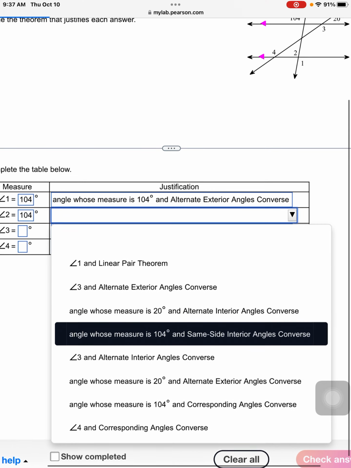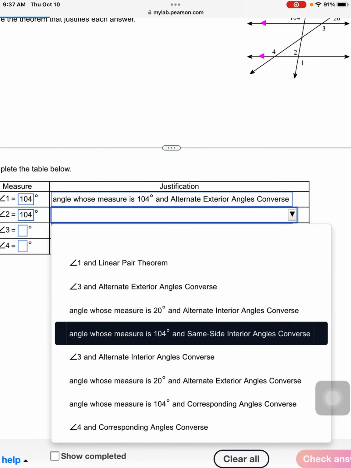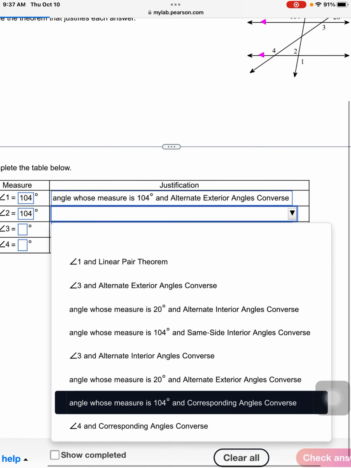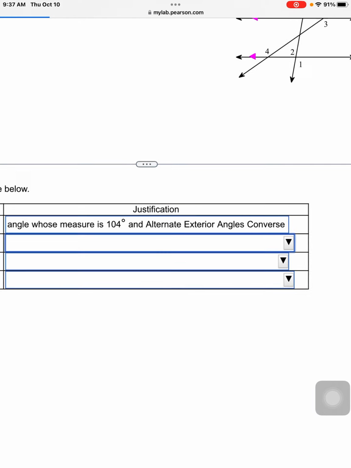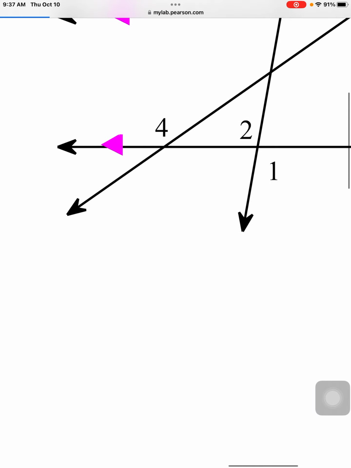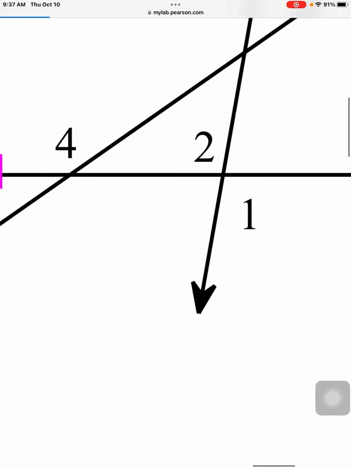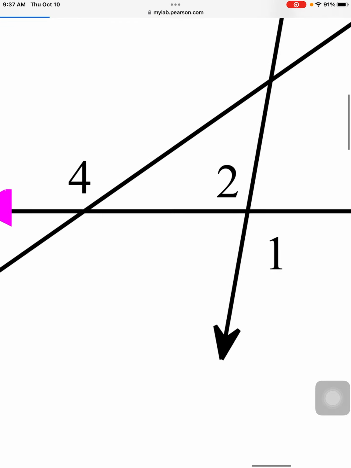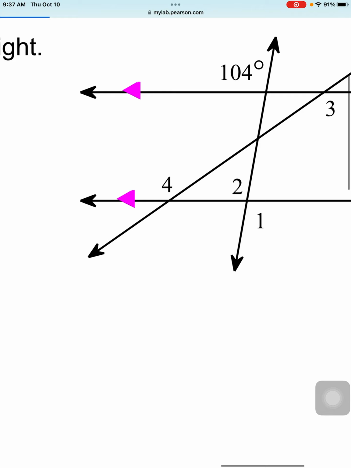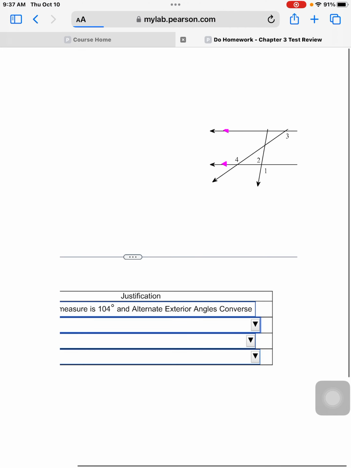Measure angle 3. Once again, I don't care about measure angle 3. I don't know why they keep saying that. Okay, this one, right? It's going to be that one. Measure angle whose 104 and corresponding angles theorem. Now, did they have measure angle 1 and vertical angles? No. So that second option, we could have also had the justification measure angle 1 and vertical angles, but we didn't. So we choose the other one, which was 104 and corresponding.